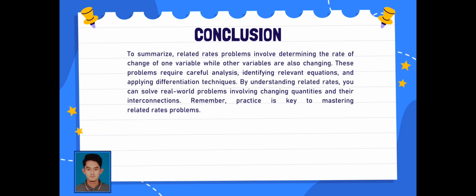Lastly, the conclusion. To summarize, related rates problems involve determining the rate of change of one variable while other variables are also changing. These problems require careful analysis, identifying relevant equations, and applying differentiation techniques. By understanding related rates, you can solve real-world problems involving changing quantities and their interconnections. And always remember that practice is the key to mastering related rates problems.